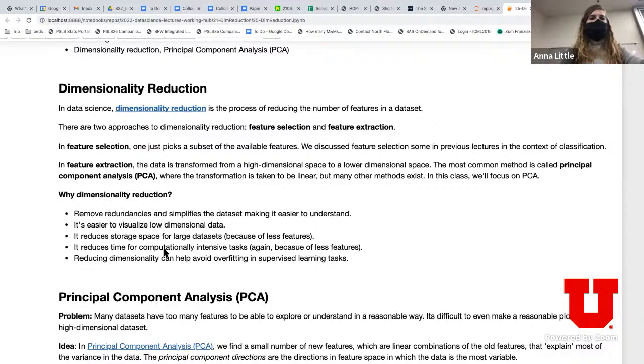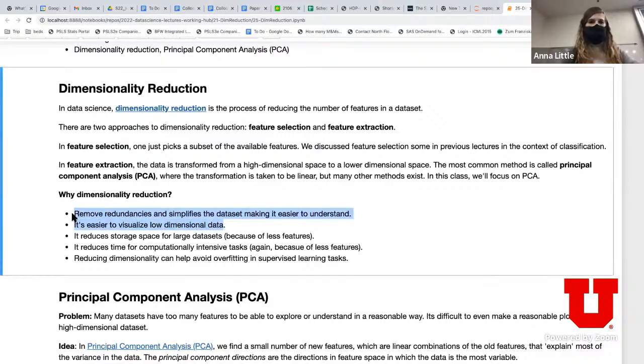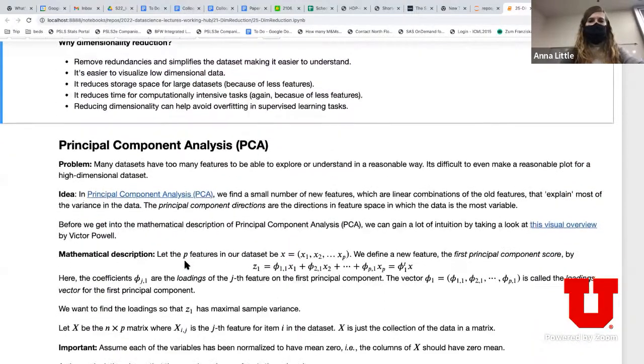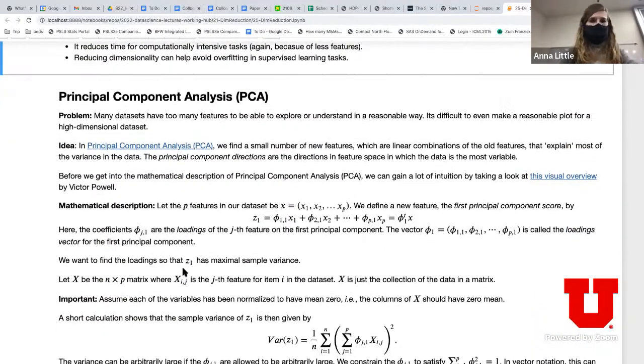Okay, so in order to store things efficiently, in order to run algorithms quickly, it's desirable to do dimension reduction. And in some cases, it can be helpful for denoising and also to avoid overfitting. I would say these two are super foundational: you want to get rid of redundancies and you want to visualize. Okay, so that's our goal. So let's talk a little bit about PCA.